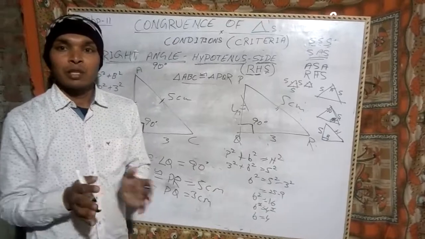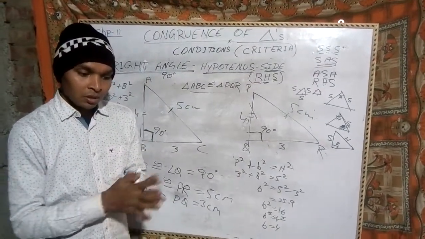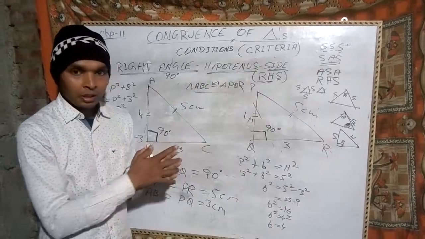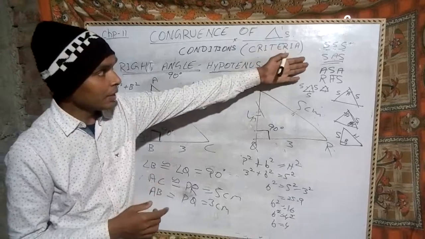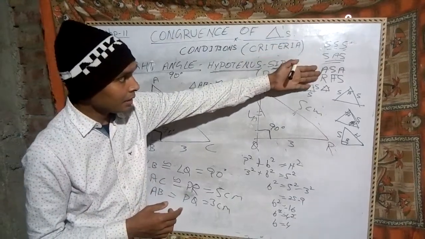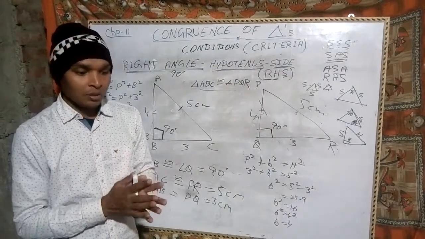Okay, your homework is to do all these things in your notebook. All the criteria, SAS, SSS, ASA, RHS, you have to do in your notebook with example and definition.